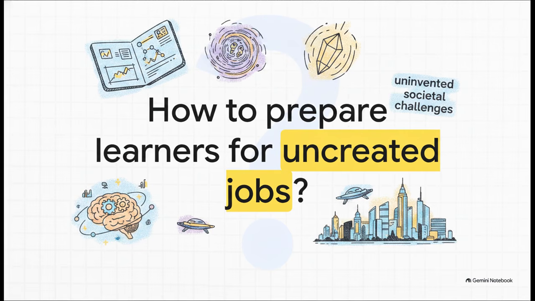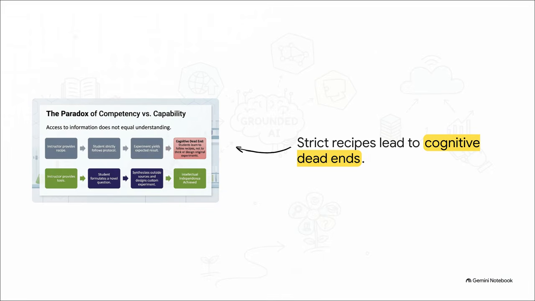It just doesn't work. And it really comes down to this paradox of competency versus capability. Having access to information absolutely does not equal understanding. Think about it. If an instructor hands out a strict recipe, like a highly rigid lab protocol, the student follows it to the letter, the experiment works, and everyone high-fives. But honestly, it's a cognitive dead end. The student just learned how to follow instructions, not how to actually think or design an original experiment. But if you provide them with tools instead of recipes, suddenly that student is formulating novel questions, synthesizing outside sources, and achieving true intellectual independence.